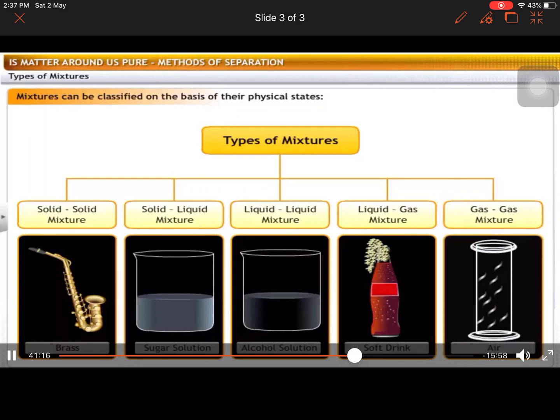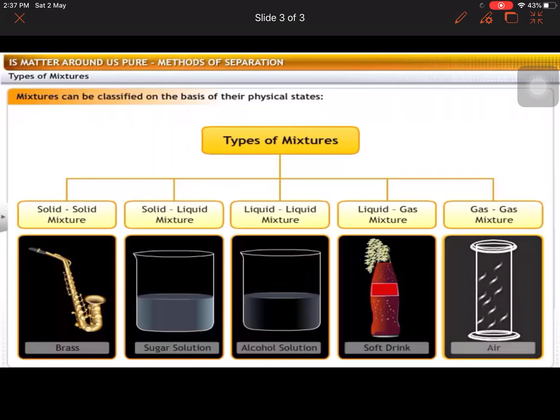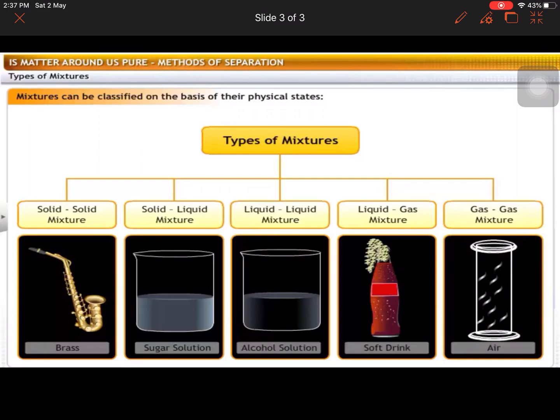Air forms a gas in gas mixture, as it is a solution of gases like oxygen, argon, nitrogen and carbon dioxide. If you are provided with a sample of a mixture and asked to separate the constituents, you first need to figure out the type of the mixture.